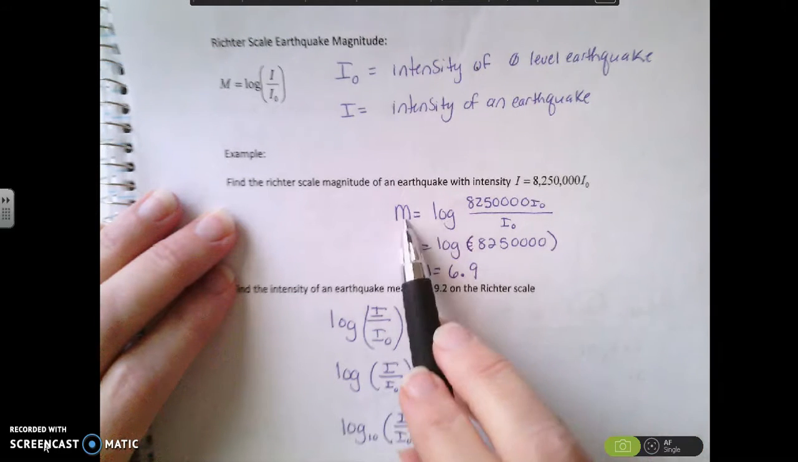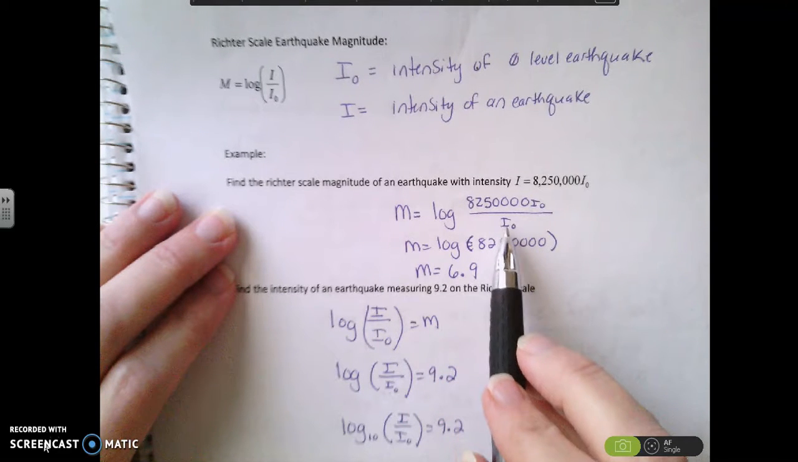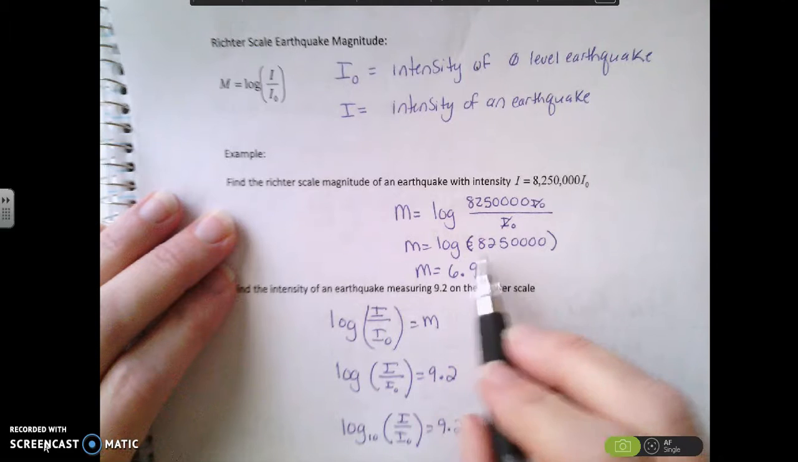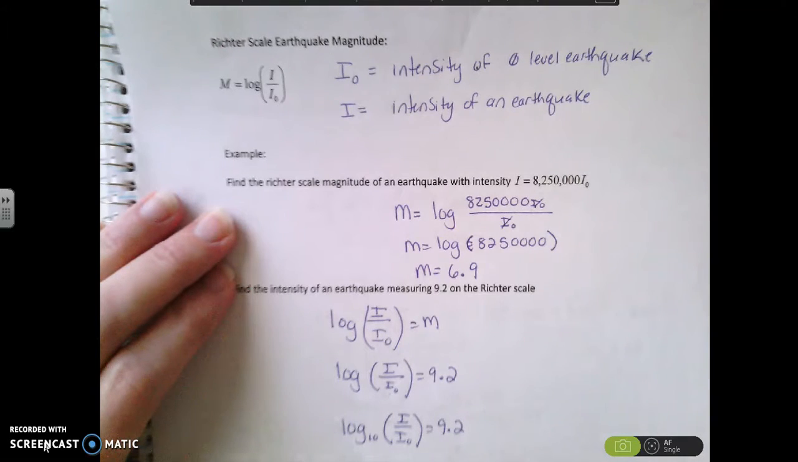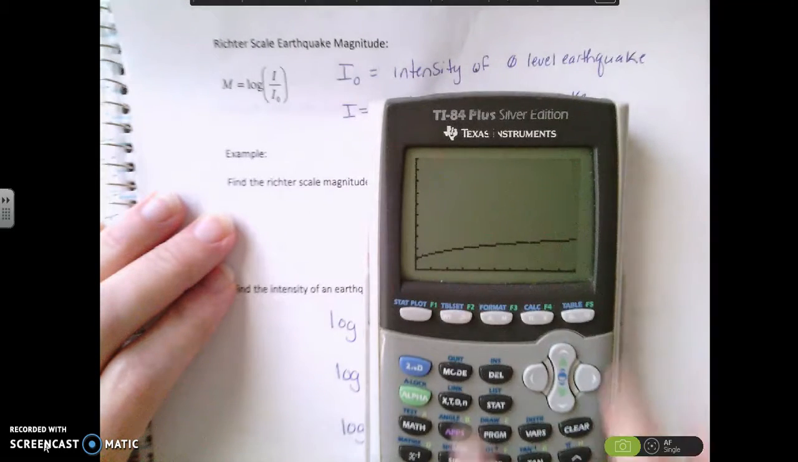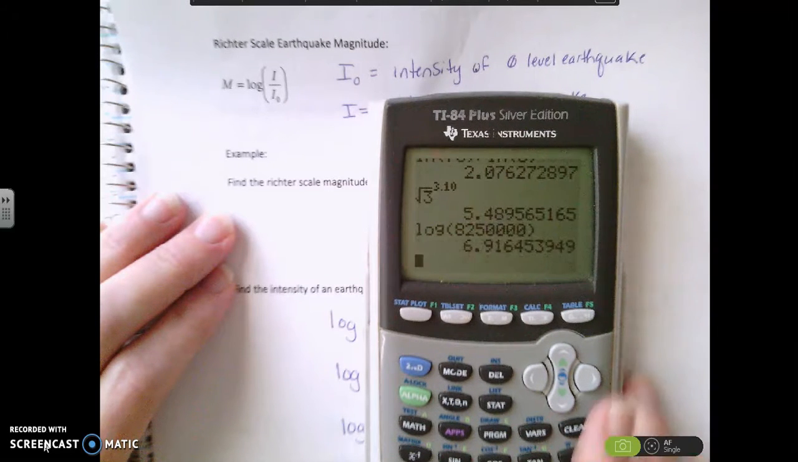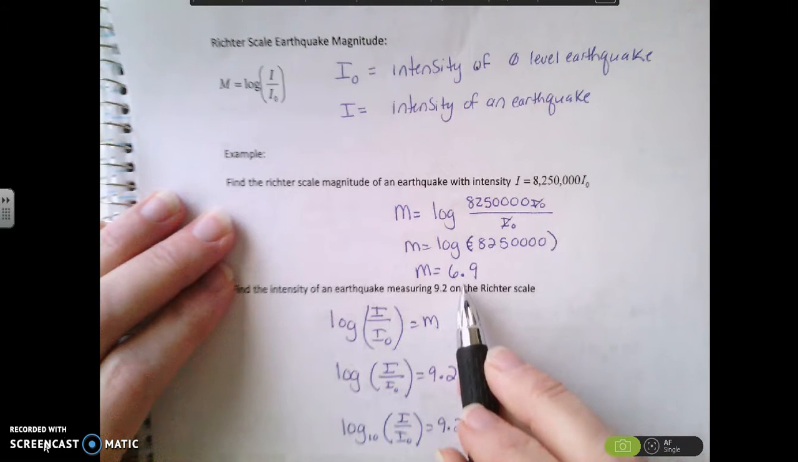So we substitute that in. We're looking for the magnitude. We have log. Here's our I value. Here's the I0 that we don't have an exact value for. Notice the I0s can cancel out, and I'm left with log of 8,250,000. So if I actually put that in my calculator and I do log of 8,250,000, I end up with a magnitude of 6.9. So this earthquake would be a magnitude 6.9.